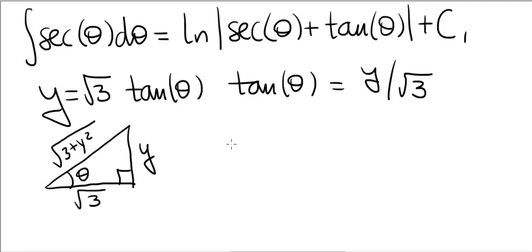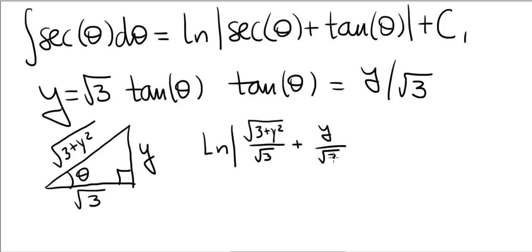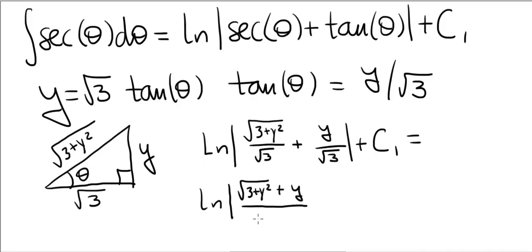So natural log of secant of theta plus tangent of theta in variable y looks like this: natural log of absolute value of, secant is hypotenuse divided by the adjacent, so that's square root of 3 plus y squared over square root of 3, plus tangent of theta, which is y over square root of 3, plus constant c1. Let's simplify this by writing this as natural log of absolute value of square root of 3 plus y squared plus y over square root of 3 plus c1.